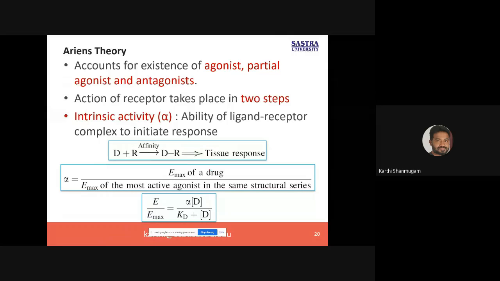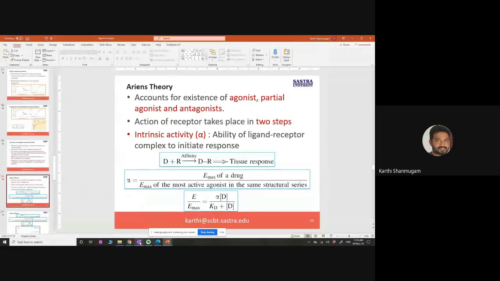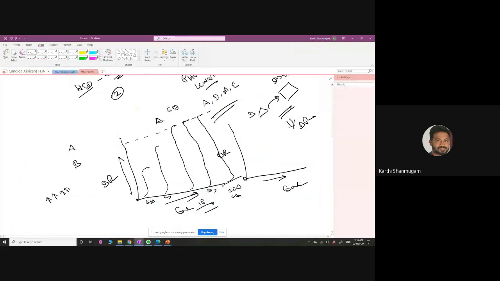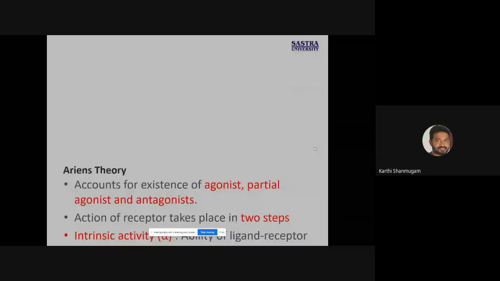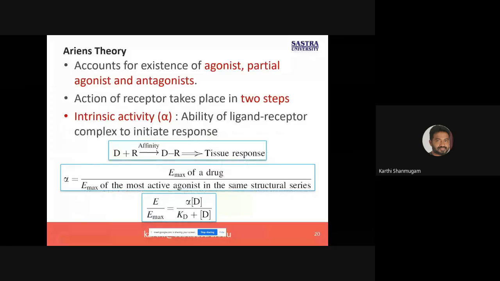So Emax of the drug molecule, Emax is the maximum response, right? In this, can you tell which point is the Emax of this drug molecule? Can we say this point is the Emax of the drug molecule? Yes, so this is the Emax of the drug molecule. The formula here given by Ariens is for calculating the Emax, just what I explained. The maximum response that we can get for the given drug molecule is called the Emax.